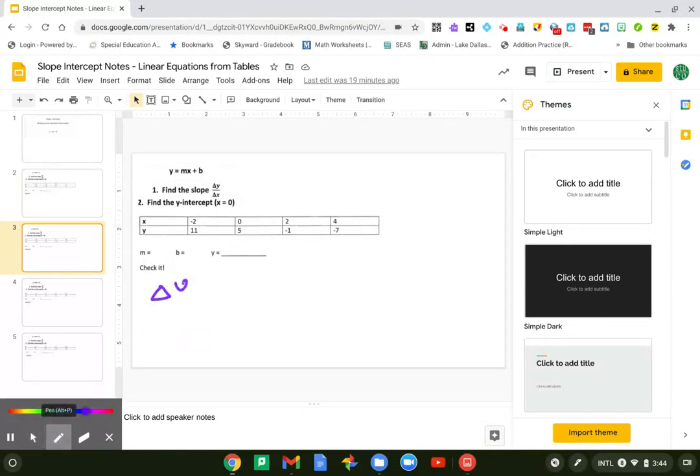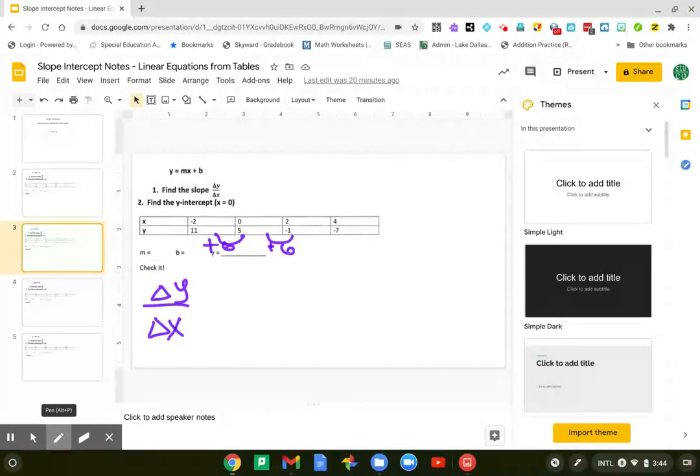All right, change in y over the change in x. This is changing from 11 to 5. That is changing by 6. That is changing by 6. And that is changing by 6. It's actually subtracting by 6. So we're subtracting each time by 6. So that's a negative 6.